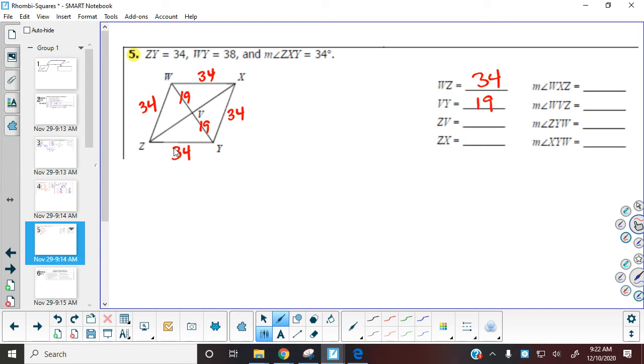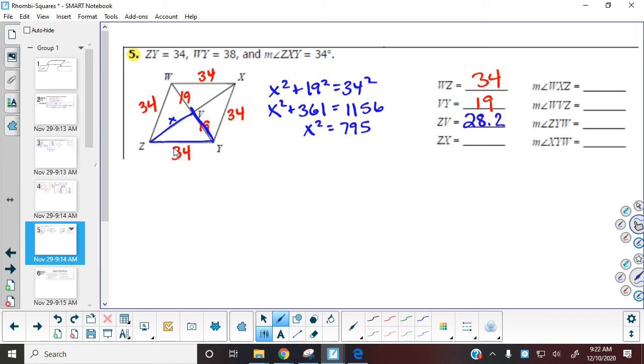ZV we do not know. So again, what we're going to use is that right triangle. We're going to use the Pythagorean theorem. So we've got x squared plus 19 squared. The 34 is my hypotenuse, so it's the one that goes by itself. So 19 squared gives us 361. 34 squared gives us 1156. And then I want to go ahead and subtract 361 from that, and I get x squared equals 795. And then I'm going to do the square root of that, and that gets me 28.2.